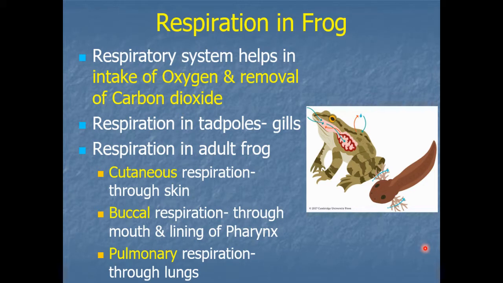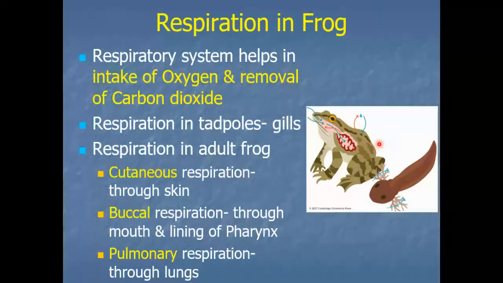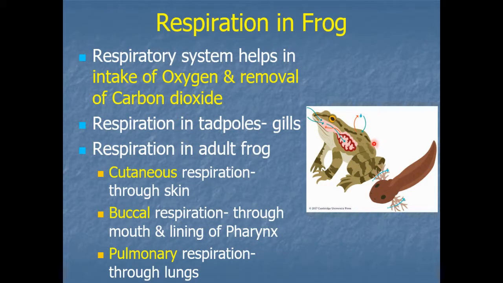So, respiratory system, it helps in the intake of oxygen and removal of carbon dioxide. As you can see in this photograph, the respiration in tadpoles takes place by using the gills. You can see the gills. Whereas in the case of adult frog, it has three modes of respiration.